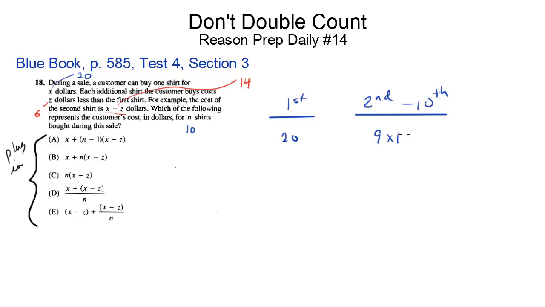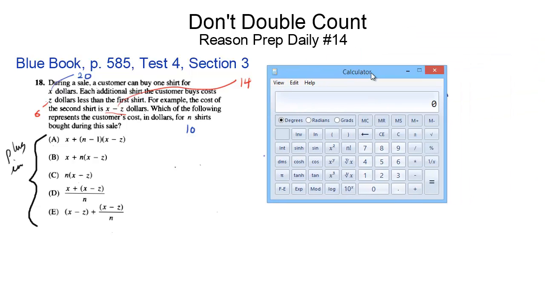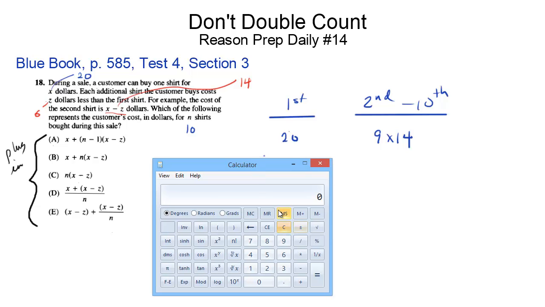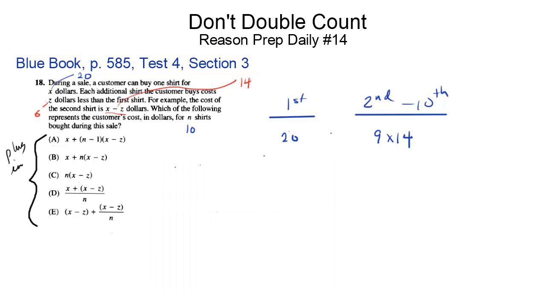So it's going to be 9 times 14, right? Here's the first shirt. Here are the other 9. 9 times 14 will give me the total cost. So it's going to be 20 plus 9 times 14. So it's $146. So my answer, based on the numbers I plugged in, is 146. When you plug in different numbers, you'll get a different answer. But regardless, we've got to go to the choices and see which one fits.